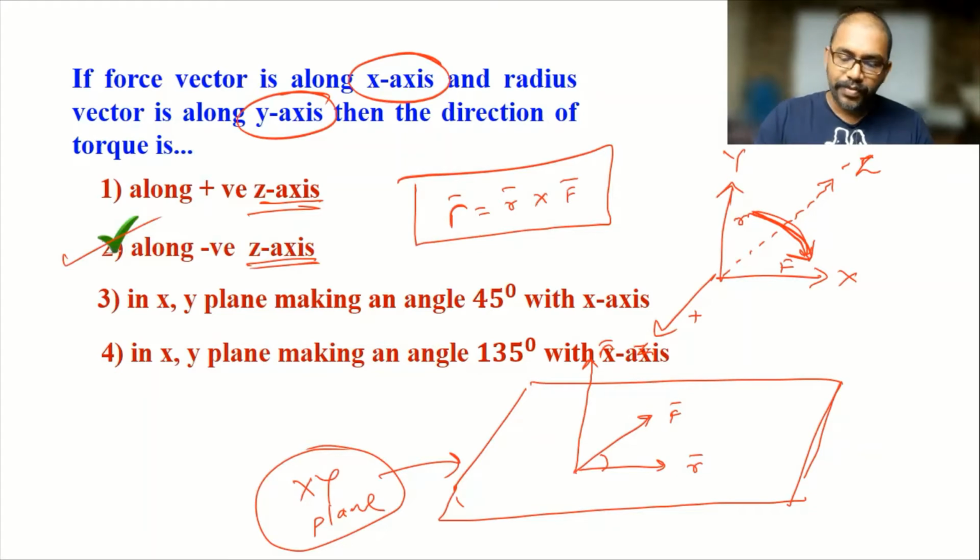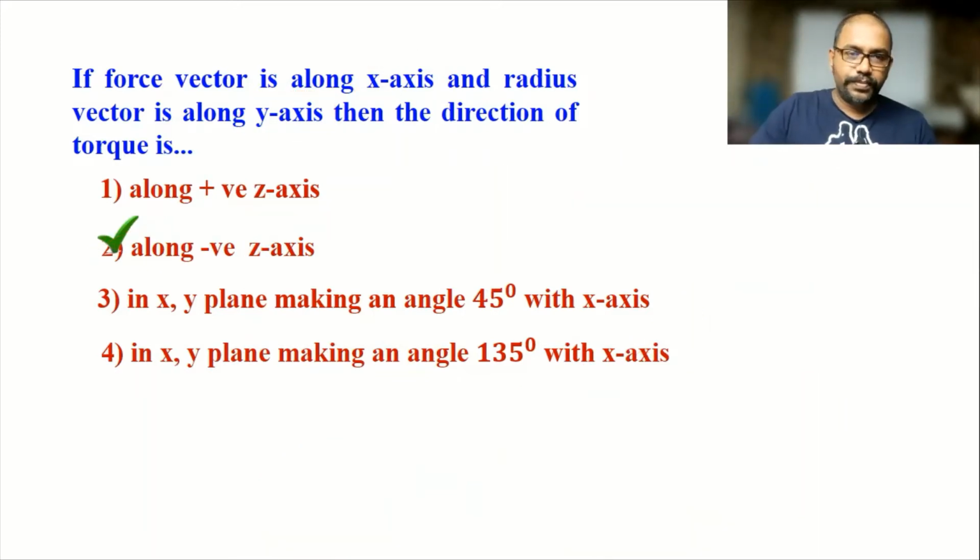See here, I have shown in this diagram, this is r bar cross f bar. But if I consider the opposite side, it is f bar cross r bar, which means it is the minus of that axis. I hope you understood this problem.